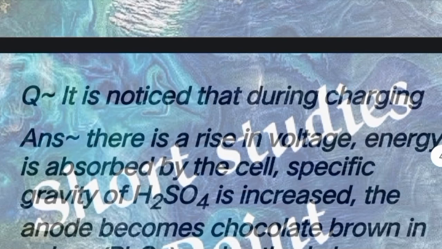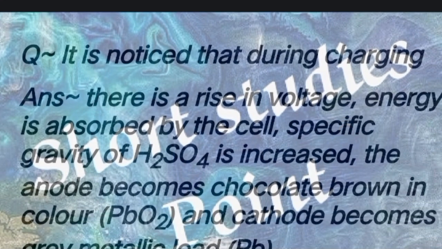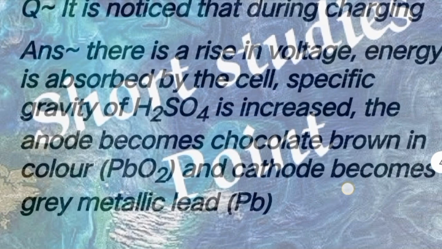Next question: it is noticed that during charging, answer there is a rise in voltage, energy is absorbed by the cell and specific gravity of H2SO4 is increased. The anode becomes chocolate brown in color PbO2 and cathode becomes gray metallic lead.